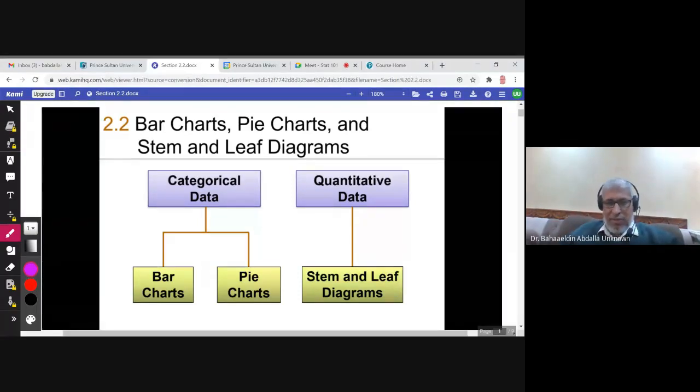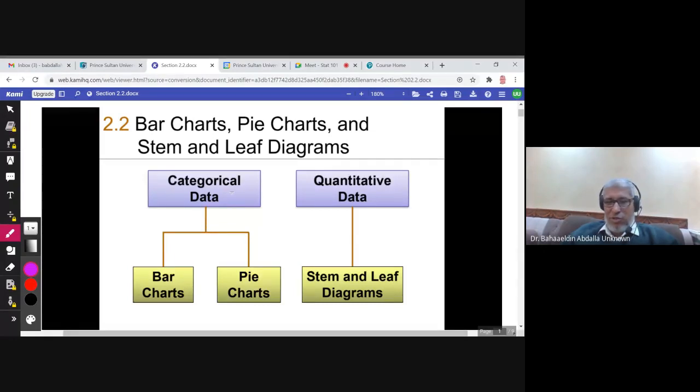This is section 2.2 and it's a continuation of graphs. So we studied in section 2.1 histograms and ogives, and we study here more graphs because the chapter is about describing data using graphs. We will talk about 3 graphs here: bar chart, pie charts, and stem and leaf diagrams.